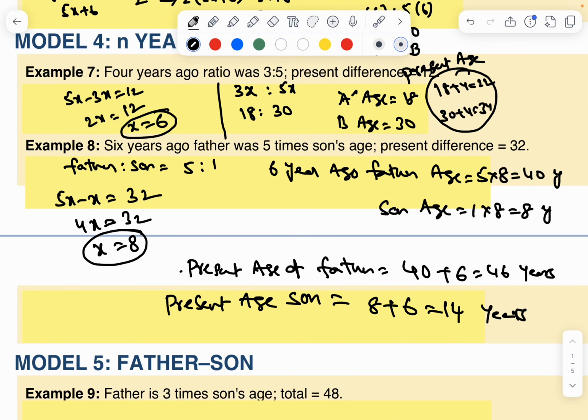Okay. If suppose in this question they are asking after 6 years, what is the age of the father? Present age 46, then add 6 years. Like that. Okay. In this question you can observe.